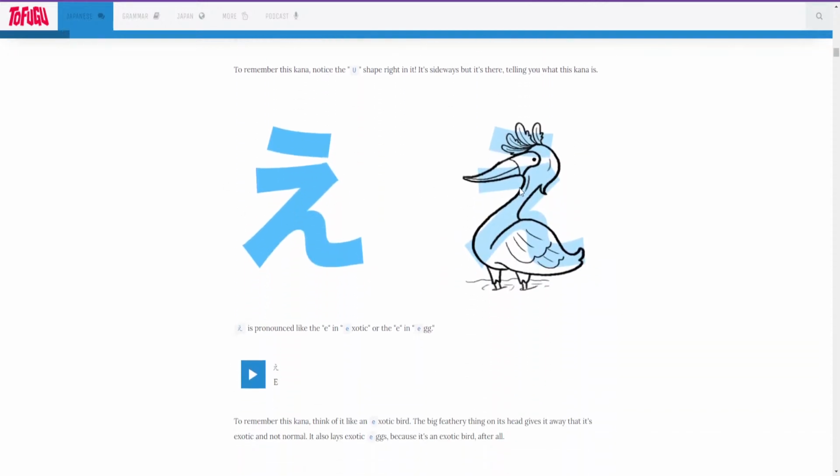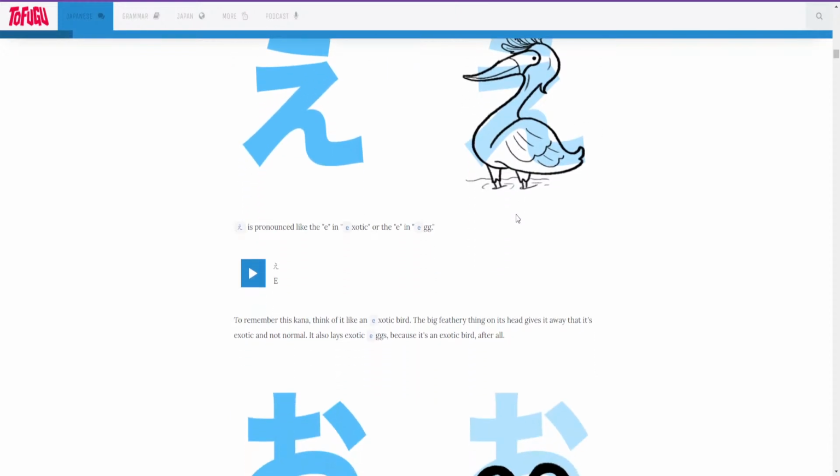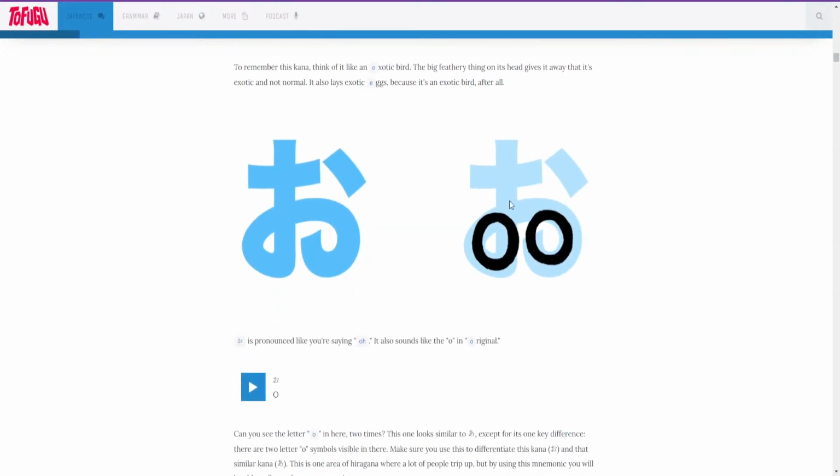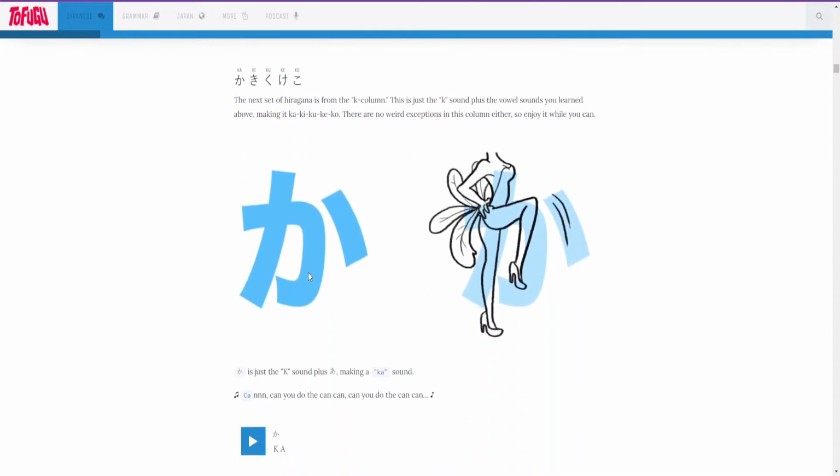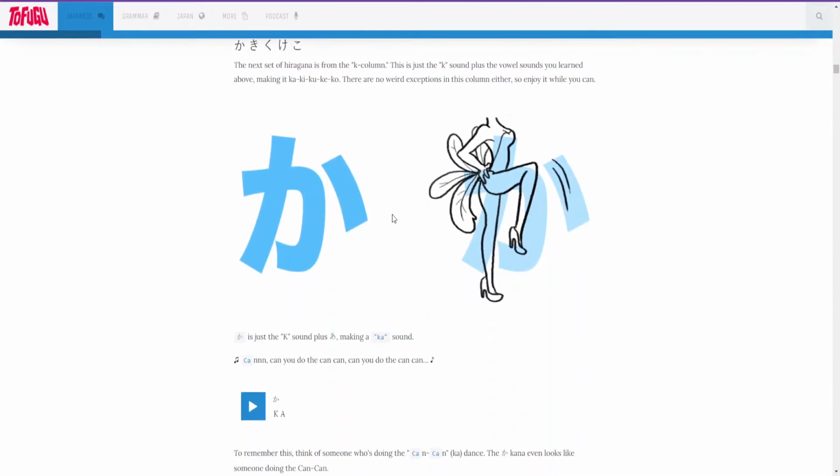Next is E, pronounced like the E in egg, or exotic, and it looks like an exotic bird. Yeah. Hello, my voice just cracked. Hello, Technoblade. And O, two circles. Sometimes you'll see this one pulled out this way a little bit, but it's still the same thing. Alright, next real quick we'll go over the Ka.